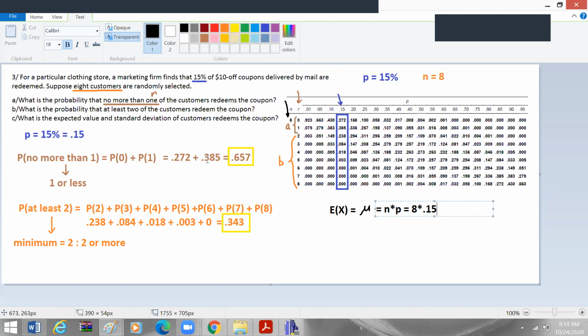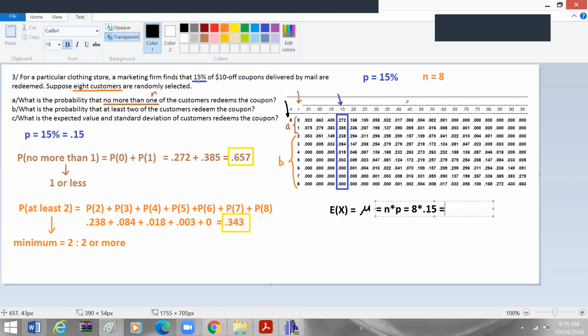All right. So remember, n and p have to be given at the very beginning of the question. We're not going to take n and p from part A or part B. Those are just the probabilities of getting a certain number of customers to redeem the coupon. What we have to look at is the chance that people get the coupon, deliver, and redeem. And n is the number of customers that we select randomly. So these two numbers have to come from the very beginning of the question.